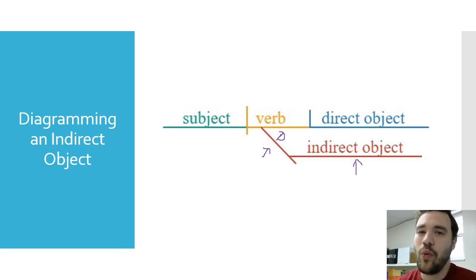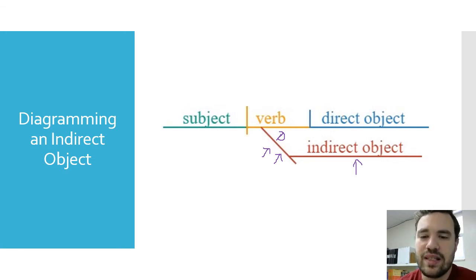You may have to go way back to that video on diagramming prepositional phrases to remember how to do that. But you will notice that it is the same kind of structure that we would have for a prepositional phrase, except if the indirect object doesn't have a preposition, we're just going to leave this space blank. And in the sentence we just looked at, there was no preposition, so we leave the space blank.